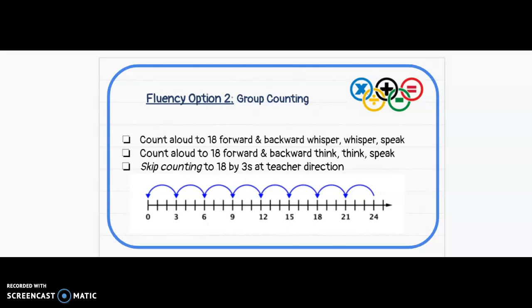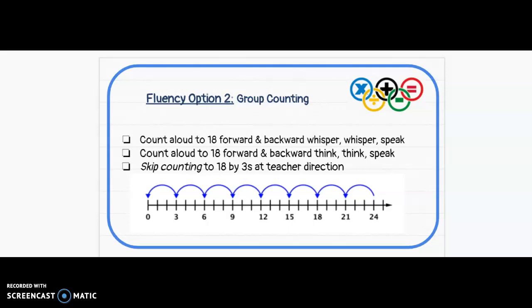Now we are going to go backwards. This time when we go backwards, we're going to whisper backwards from 18, and we're going to whisper 2 times, and then we're going to speak. Then whisper 2 times and then speak, okay? We're going to start at 18 and go backwards by 3. Ready? Whisper. Speak, 12. Whisper. 6. Speak, 3. Whisper, 0. Good job.